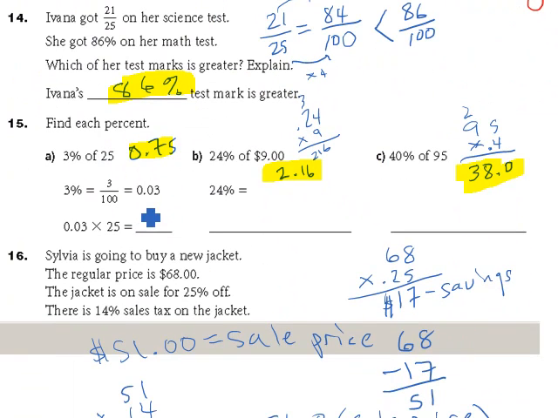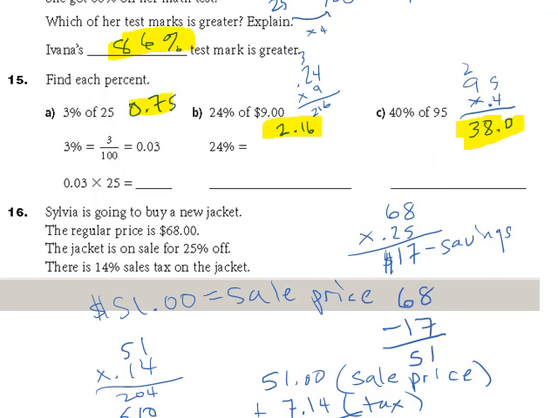Okay, then down here we got to find each percent. 3% of 25, well that's just 0.03 times 25, and if you do the multiplication, this gives you 0.75. 24% would be 24 hundredths, which is 0.24. You multiply that by 9, and you get 216. 40% of 95, well, you can do this mentally, but you can just take 95, multiply it by 0.4, get 38.